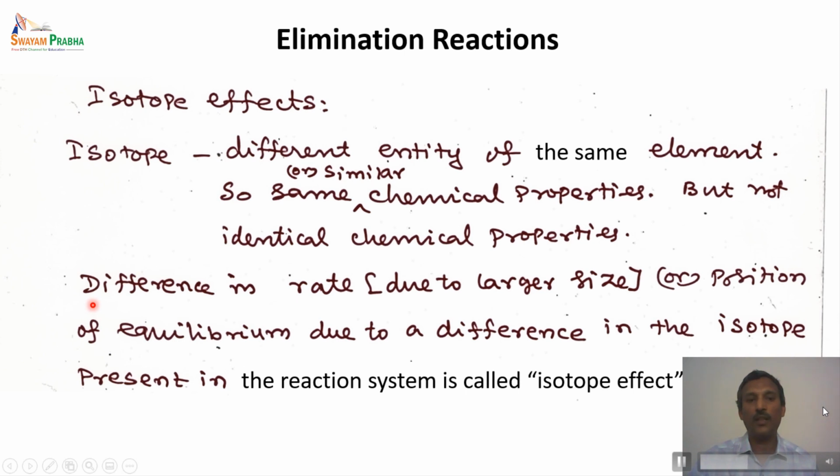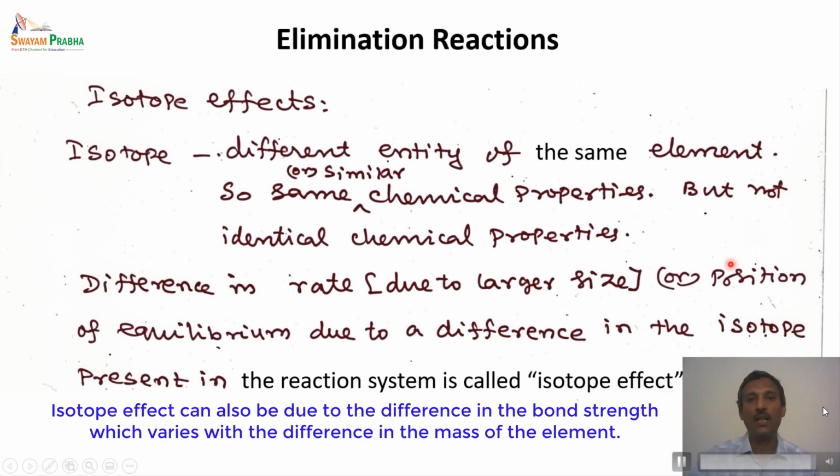In this particular case, the difference in the rate is due to larger size. For example, if we compare hydrogen and deuterium, deuterium is twice the weight of hydrogen. So there is a comparatively larger size, and the weight is also very high, so it affects the rate of that reaction. Also, the position of the equilibrium is shifted due to the difference in the isotope present in the reaction system. If these things are observed in a particular reaction, we say there is an isotope effect observed for that reaction.